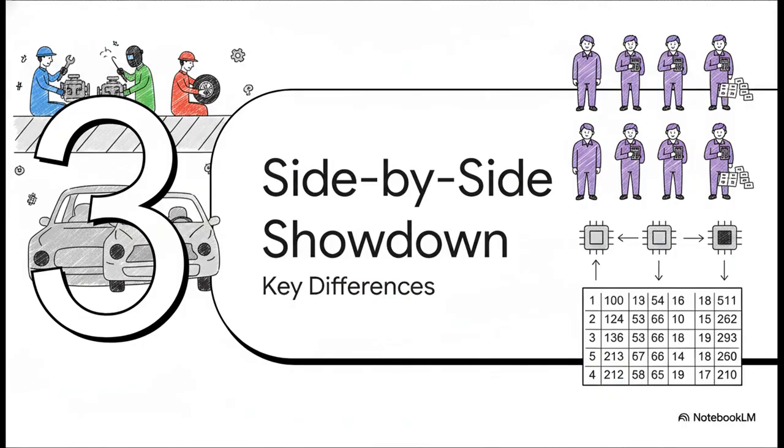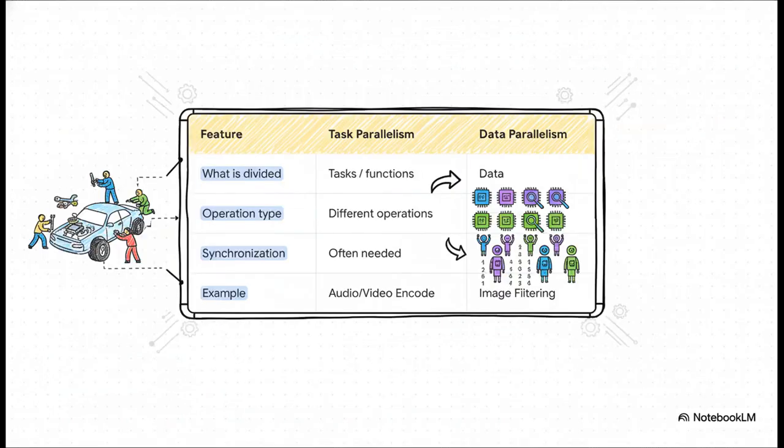Okay, so we've got our specialist team and our clone army. Now let's put them right next to each other to really hammer home what makes them so different. This chart just cuts right to the heart of it. Look at that first row. It's everything. With task parallelism, you divide the tasks. With data parallelism, you divide the data. That is the fundamental difference. And that difference leads to everything else.